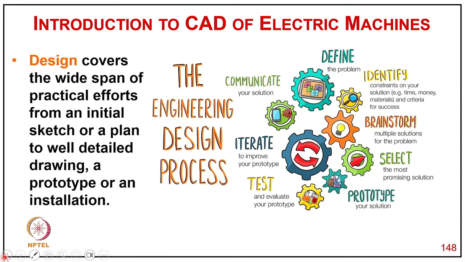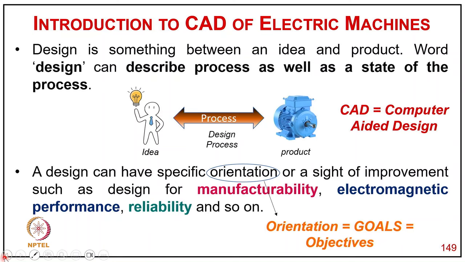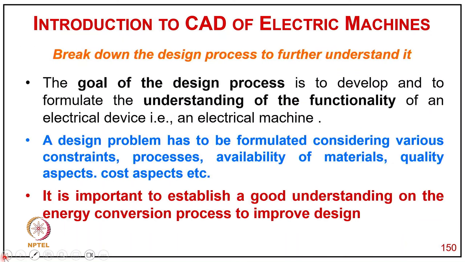But with the introduction of digital computers and present day tools, we are able to reduce the number of iterations in prototyping by proper designing before we go to prototyping or final manufacturing of these electrical machines. You can call design something between idea and product. The word design can describe a process as well as a state of the art. Initially we had a simple concept idea as the process, and then finally we use the computer for this. Design can have a specific orientation or site of improvement, such as manufacturability, electromagnetic performance, reliability, and so on. We call these orientation, goals, and finally objective.